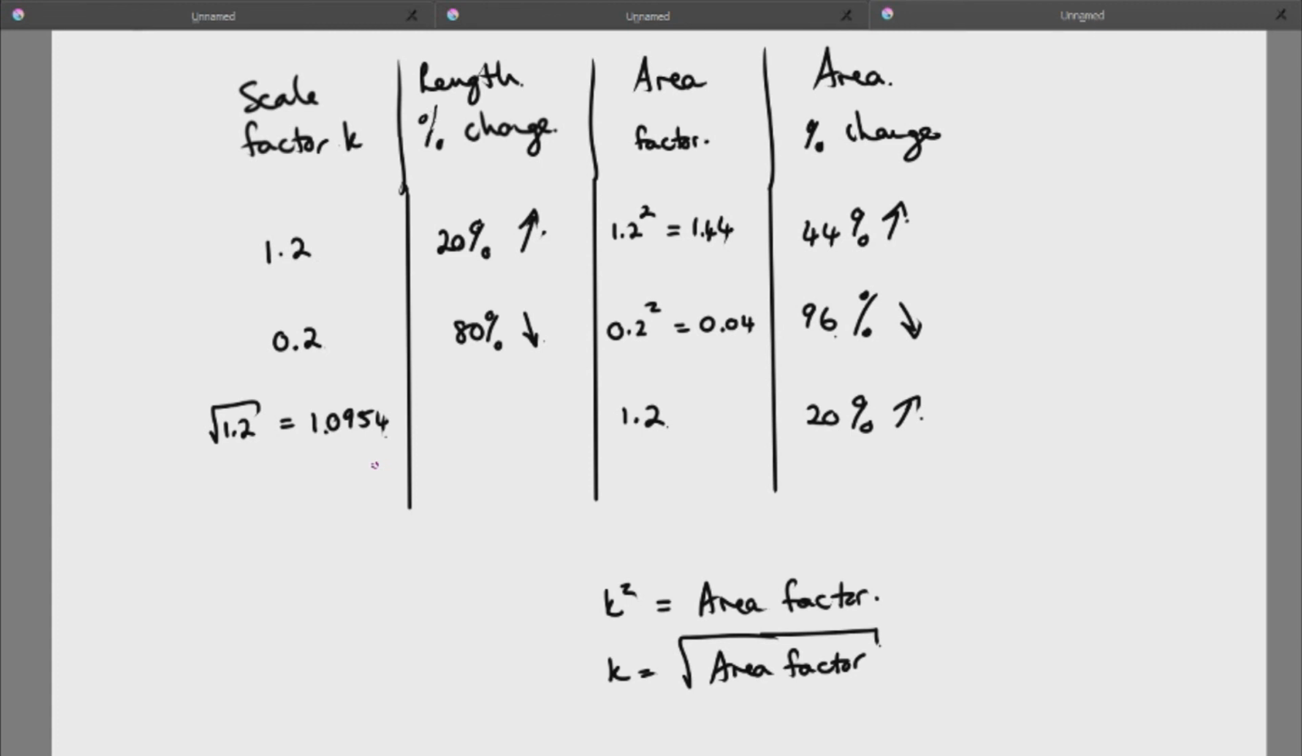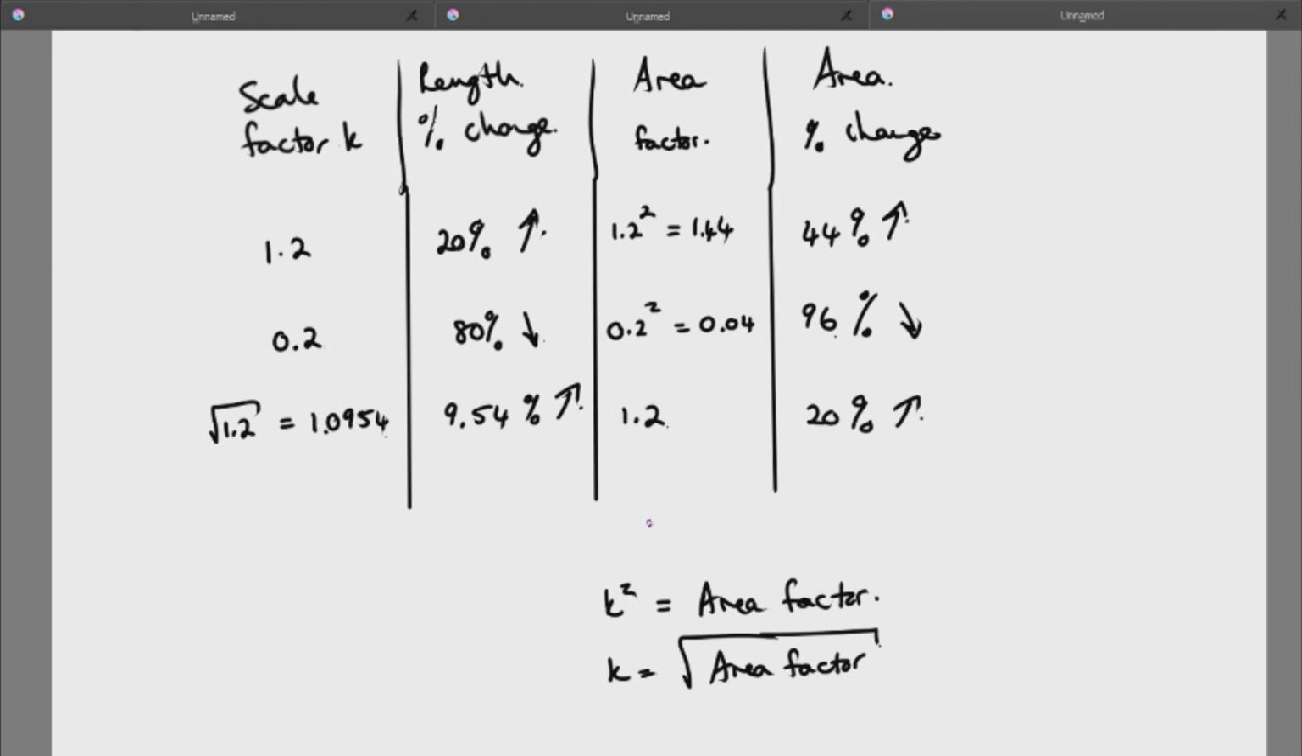So it depends which one I have, which way I want to go. That then means the length increased by 9.54%. Because I go from my base 1, and that's an increase, and I just make it a percentage. Trying to look at all the combinations. That one may be a little bit more difficult because I'm given area. But still, everything's pretty much the same.